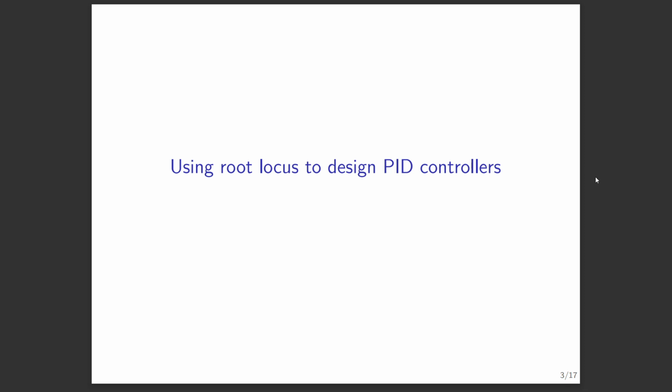All right, so the next topic is using root locus to design PID controllers. PID controllers are very important in industry. They have a lot of applications, and we want to use root locus to design these PID controllers.